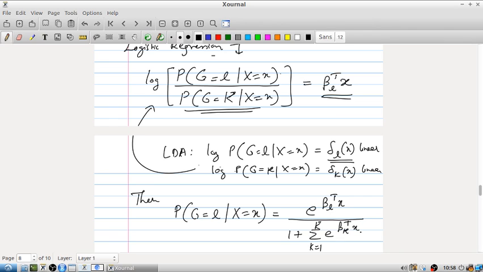Okay. And why is it called logistic regression? Actually, it's called logistic regression because this transformation is called a logit transformation. The log of the conditional probability ratios is called a logit transformation. That's why it's called logistic regression. Why it's called regression is probably a misnomer, I would say, because it's a classification technique.